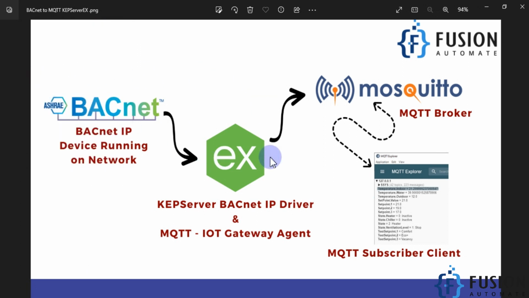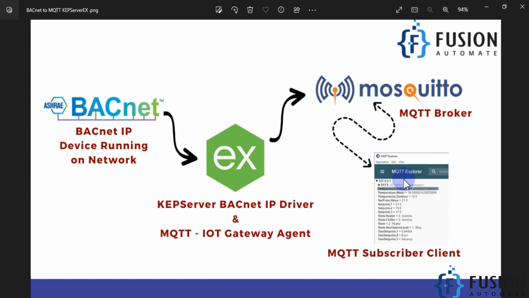Okay, so this part is clear, right? We have a BACnet device running on our network. We have a CAP server up and running. What we will do next is use the BACnet IP driver to communicate with this BACnet device. We will read the BACnet device data. Then, using the IoT gateway MQTT agent, we will convert BACnet device data into MQTT data, and we will publish those data into our Mosquitto broker, which is running on my local system.